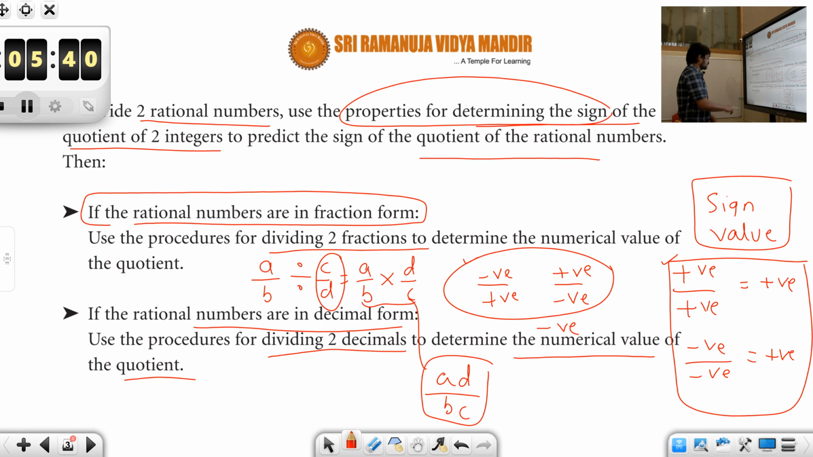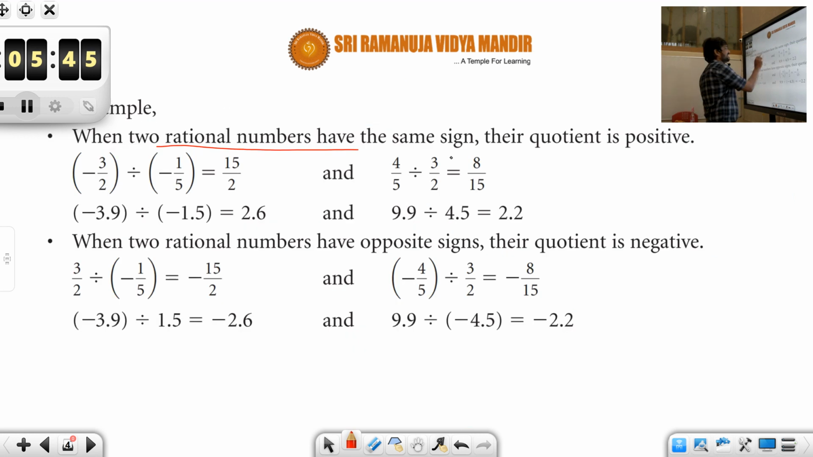Suppose when two rational numbers have the same sign, their quotient would be positive. That is, if you divide one number with the other, you will be getting a positive result. That is what we have discussed. Let's look at an example. Say minus 3 by 2 divided by minus 1 by 5. So this is negative and this is negative. So the result would be positive.